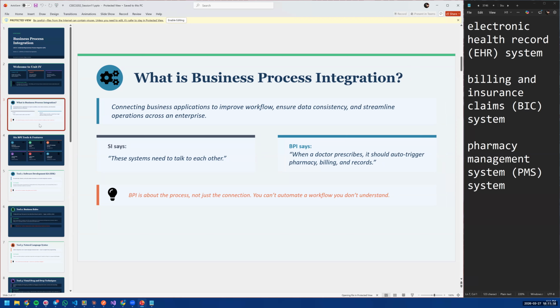So first thing, what is BPI or business process integration?